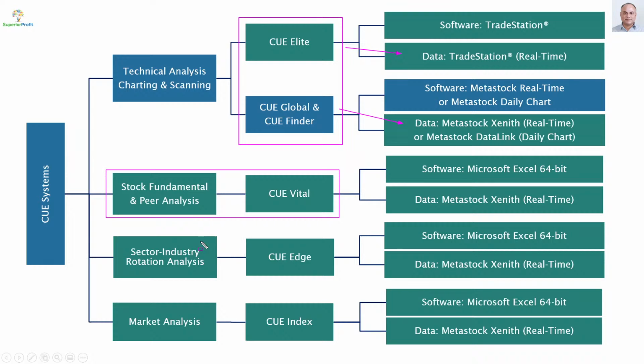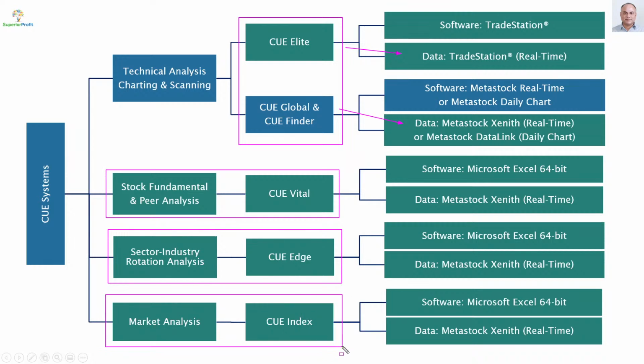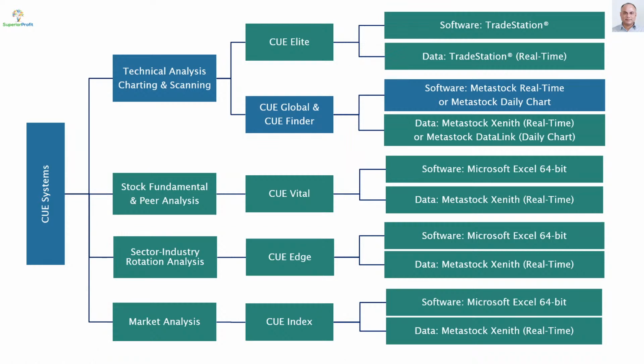For fundamental analysis, I use Q Vital, Sector Industry Rotation Analysis, Q Edge, and Market Level Index Analysis, Q Index. That allows me to take trades when and only when the market level, industry level, fundamental level, and technical level forces are aligned. Everything is done in real time, and that gives me truly higher probability trades. We'll try to find a few such trades in today's session also, and I will point to a few of the enhancements I am making to some of the Q systems.